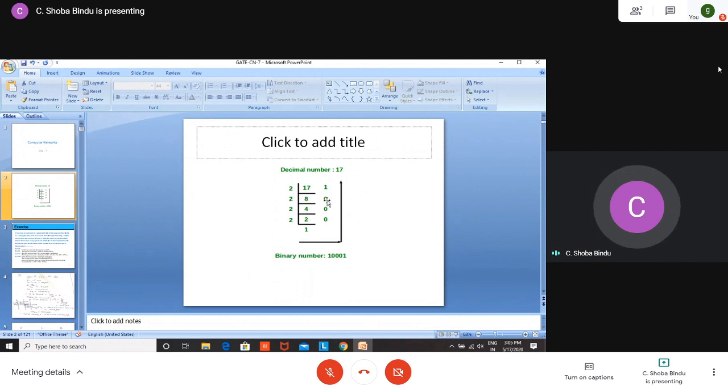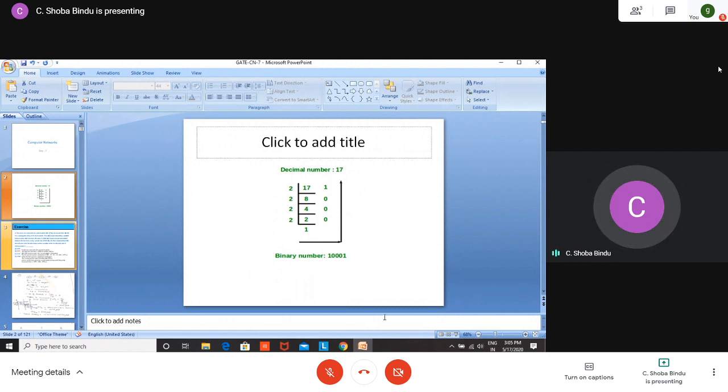2 4s are 8, 0 is the remainder. 2 2s are 4, 0 is the remainder. 2 2s are 4, 2 1s are 2, and 0 is the remainder. So now you take all these bits in the upward direction, 1 0 0 0 1. So this is the binary equivalent for this decimal number.